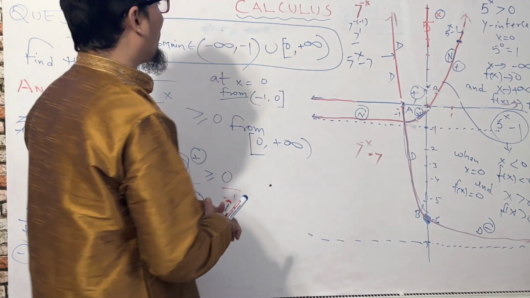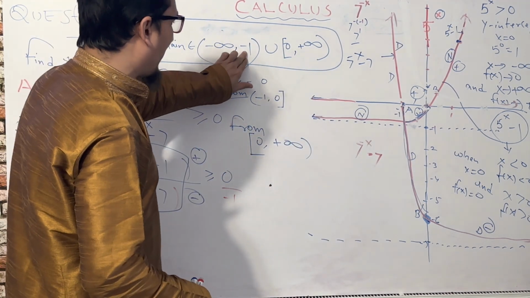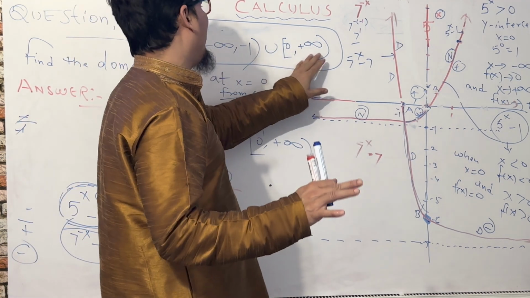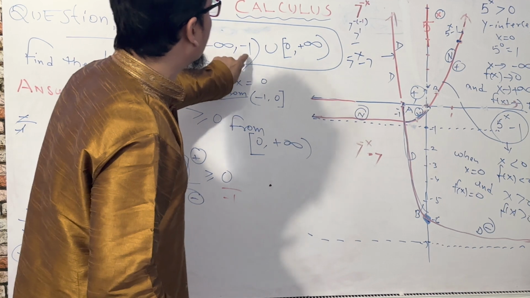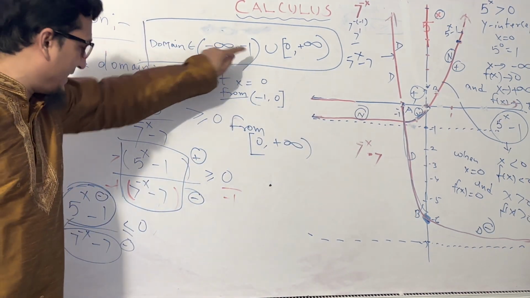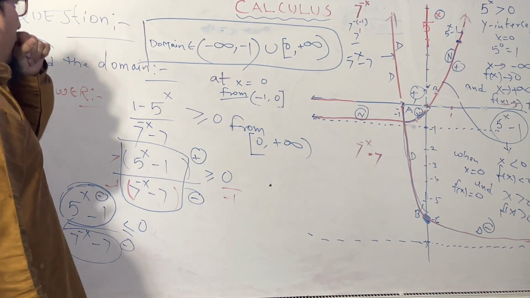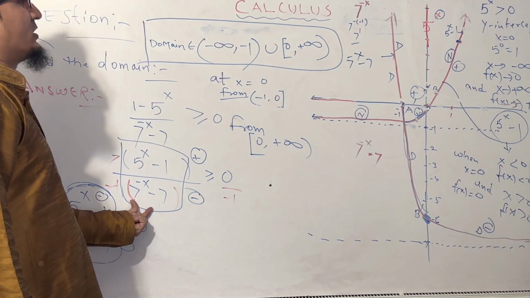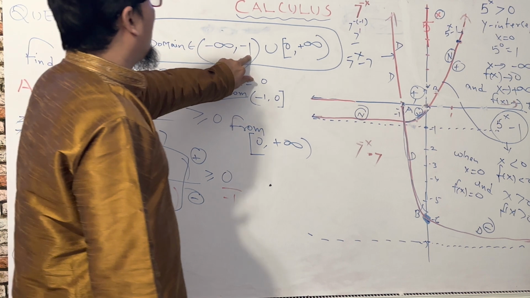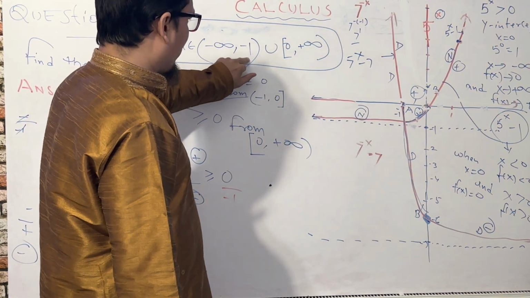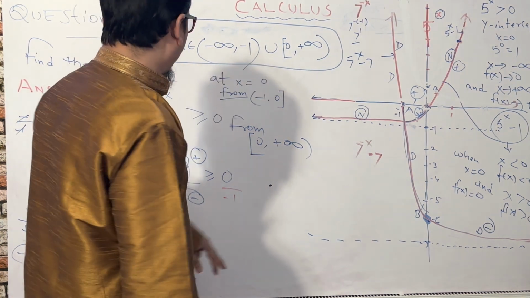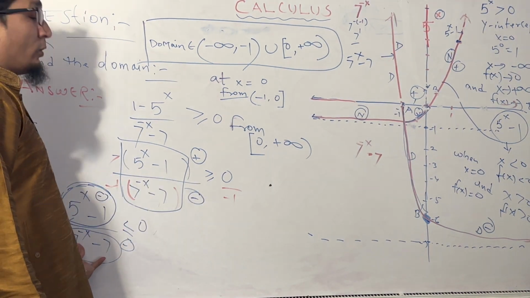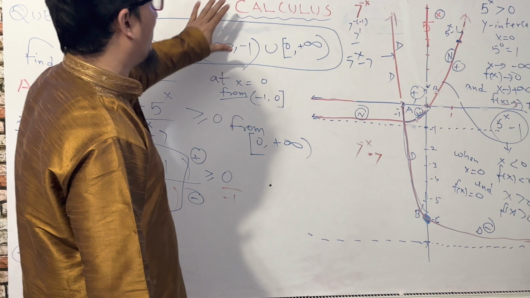So the domain of this given function is from minus infinity to minus 1 and 0 to positive infinity. But remember one thing, for the minus 1 I am not going to use the close bracket. The reason is I don't want minus 1, because if I put minus 1 in the denominator, the function does not exist. So don't take minus 1. And why have I taken the 0? Because if I put 0, the numerator becomes 0, and I want this function 0 or less than 0. So the real domain of this function is this one.